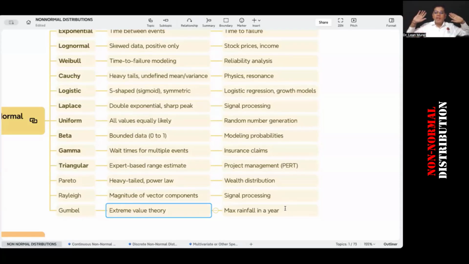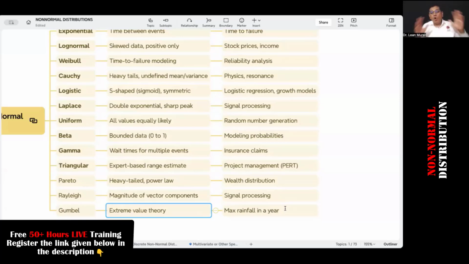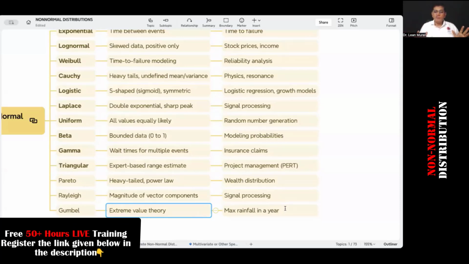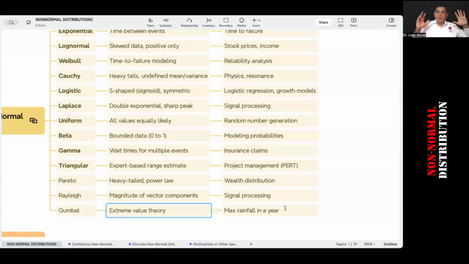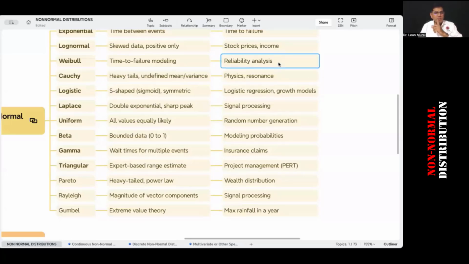My request to you is don't get overwhelmed. Don't think, oh my God, how will I learn all this? Don't look at this. Just put it in your mind. When the practical application comes, refer back and say, hey, I learned this, because all the distributions are not applicable across all industries. So whenever you encounter a real world scenario, you at least recall that, hey, I learned from Dr. Murli something like this. If it is reliability analysis, which distribution is that? Oh, it's a Weibull distribution. Let me go and look at what is Weibull distribution.